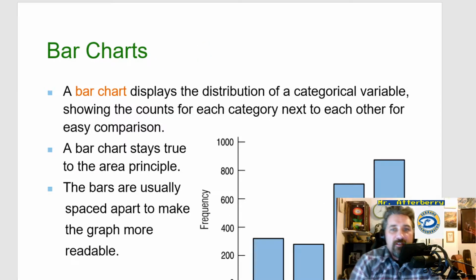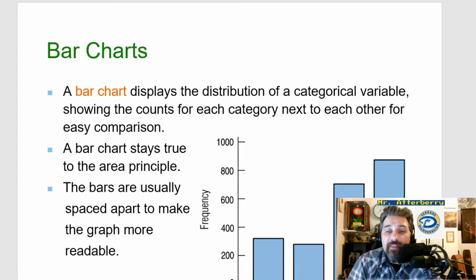Bar charts. A bar chart displays the distribution of a categorical variable. One more time: you have a categorical variable, you want to display it, use a bar chart. The bars are usually spaced apart to make the graph more readable. You don't have to have the bars spread apart, but generally with a bar chart you have frequency, and the frequency can go up and down, or left and right. It's generally up to your preference. I personally like to do the frequency up and down, and that's the way I show it with pretty much all of my examples.